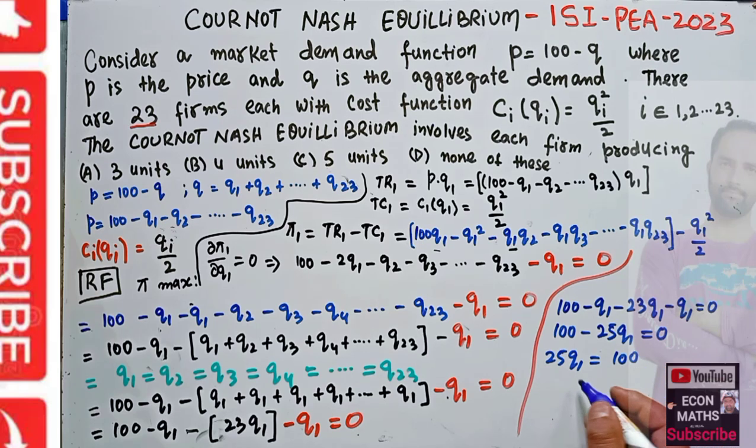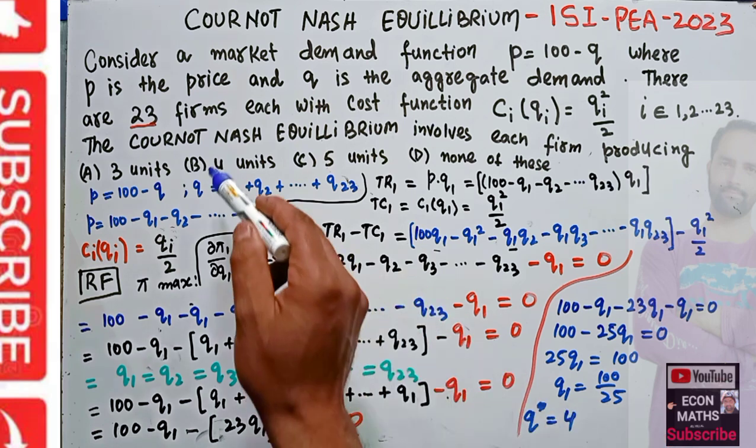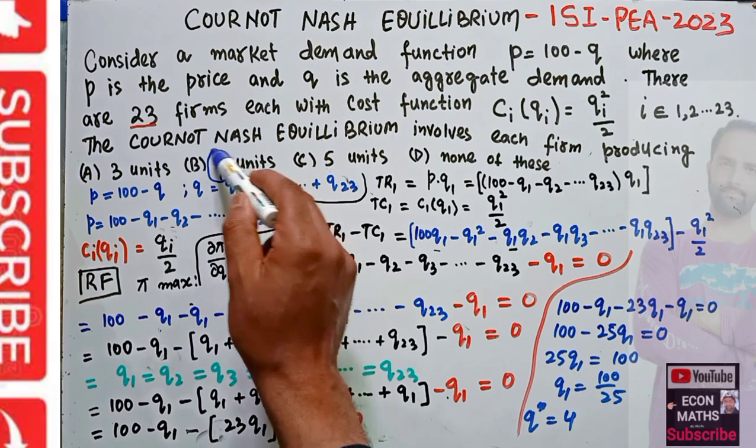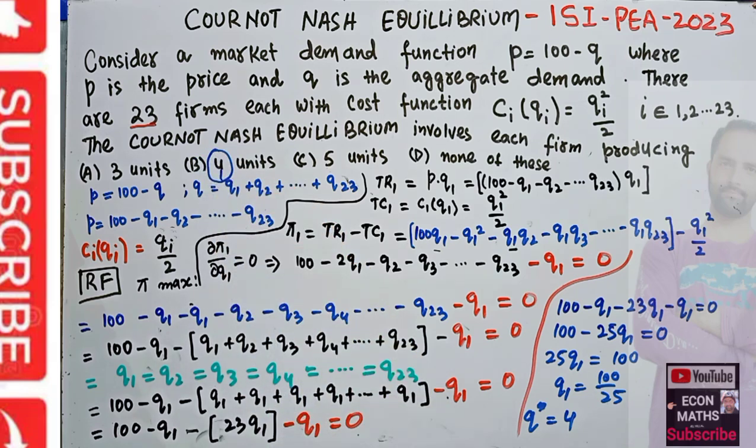Dividing both sides by 25, Q1 will be equal to 100 upon 25. That means each firm in the Cournot Nash equilibrium should produce 4 units of output. So the correct option should be the fourth option. I hope I made myself clear in this video. Thank you.